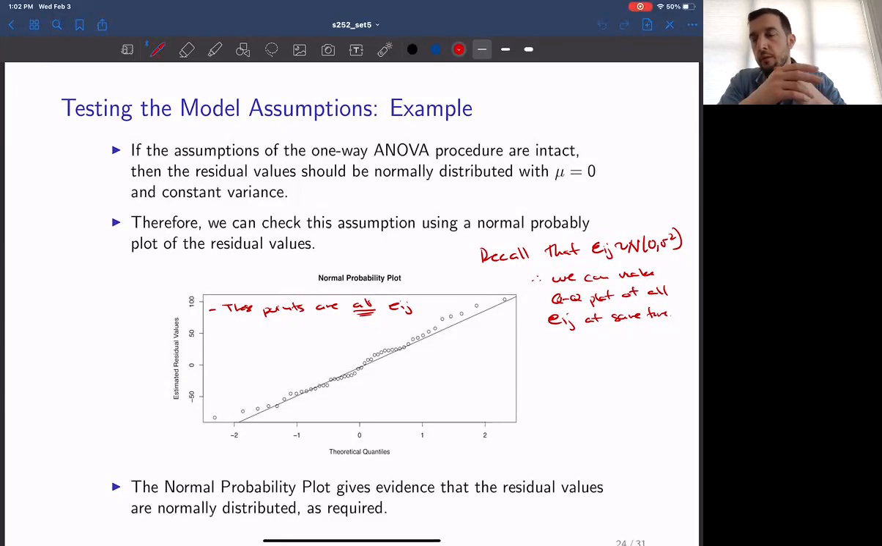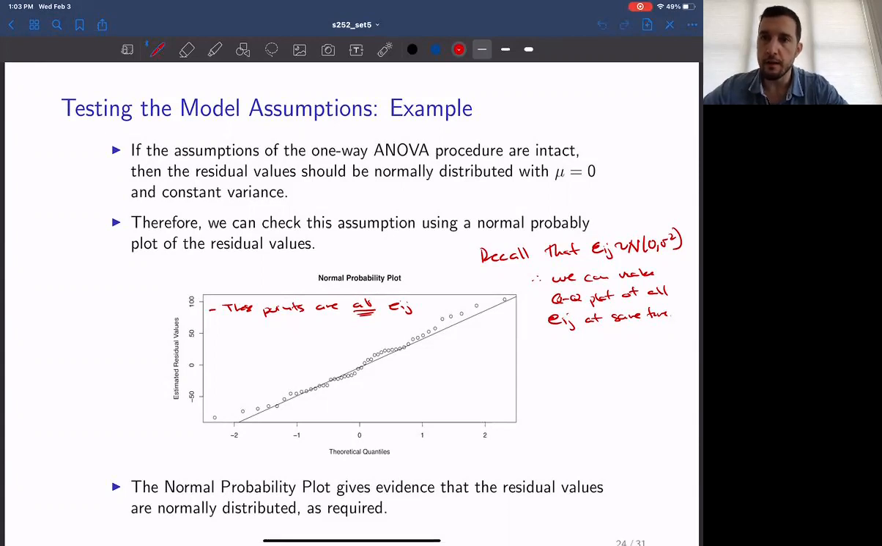The assumptions that we place on the one-way ANOVA procedure are that each sample that we're working with, so the sample from each population, is an SRS. Each population is independent of the other, so there's no overlap or any kind of relationship between the populations we're working with. We can assume that all populations are normally distributed, and we can assume that all populations have the same variance.